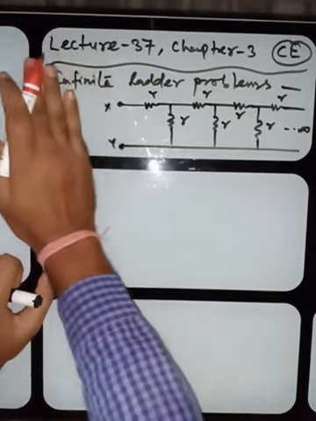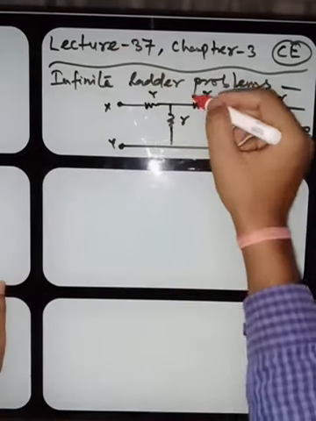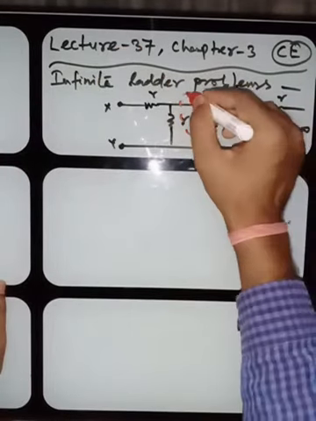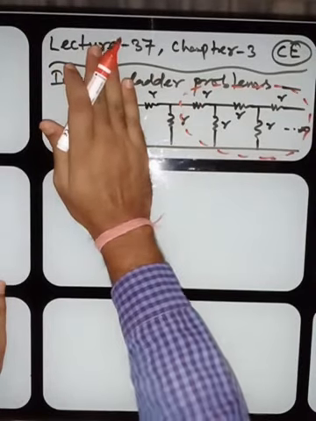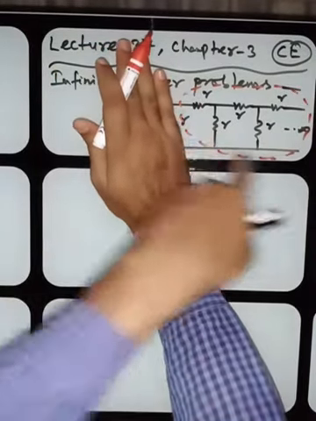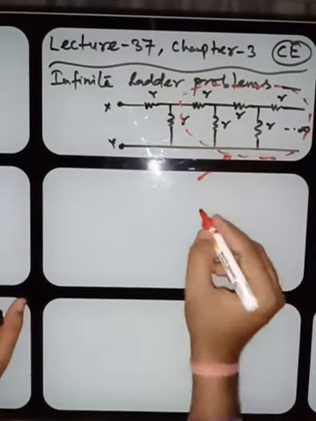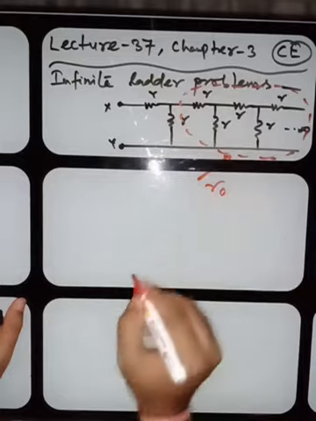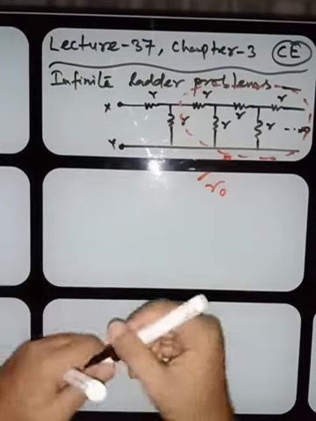You can see here the battery. You can apply the battery over here also; it will look the same. It means this is the same as this one. This one and this one are both the same. You have to find the equivalent resistance of this one. Suppose it is R naught. Now the circuit looks like this one.